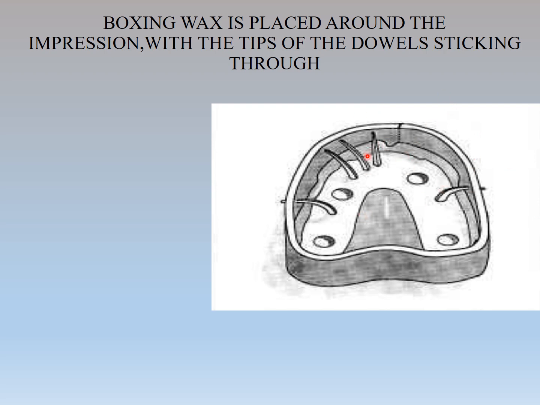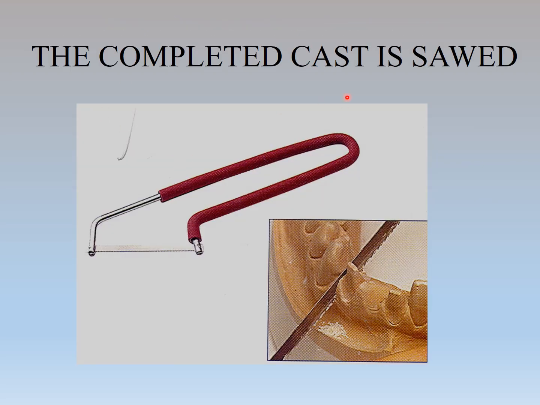Boxing wax is placed around the impression with the tips of the doll sticking through. Because they are curved, they have no place to go, they have to stick out. The complete cast is sawed again. So again you use a saw and you have to cut and section one, two, three, four.